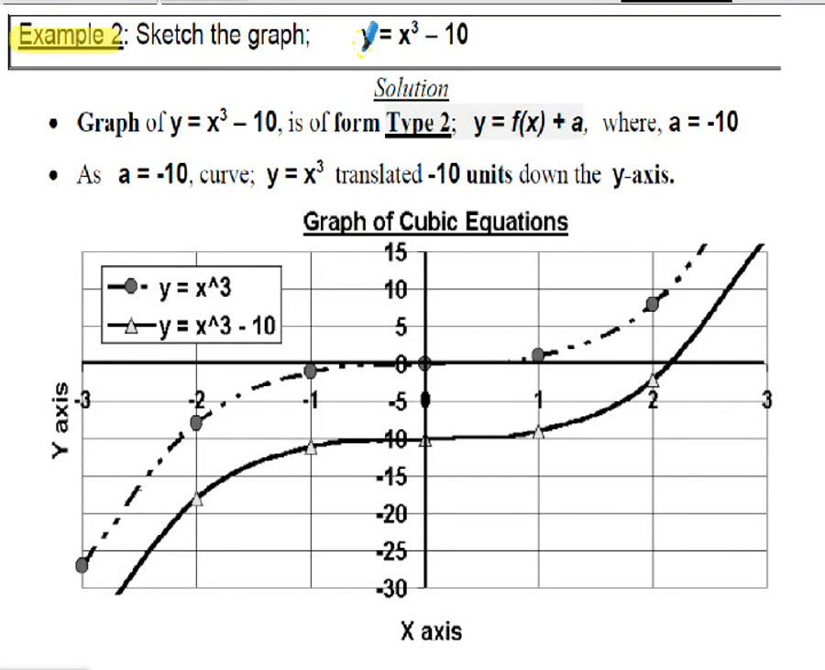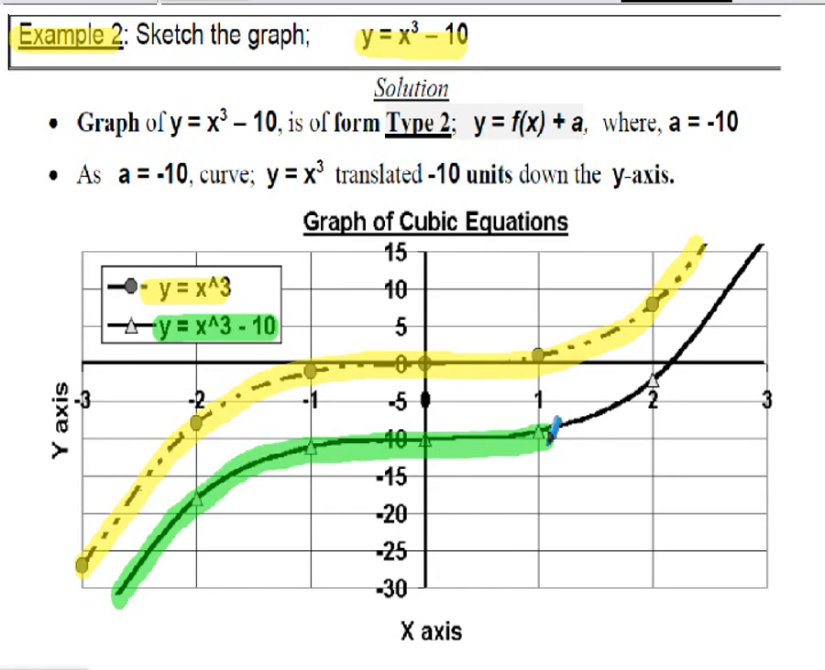Example 2, here's a sketch of y is equal to x cubed minus 10. So if we plot the y is equal to x cubed curve, this is what we would get. Passes through 0, 0, this shape here. And if we plot the y is equal to x cubed minus 10, we'll plot this curve here, which is 10 units below the y is equal to x cubed curve on the y-axis. So the y is equal to x cubed curve is crossing through 0, 0 here, and the y is equal to x cubed minus 10 curve is passing through the negative 10 on the y-axis.